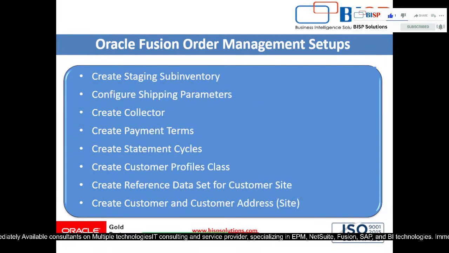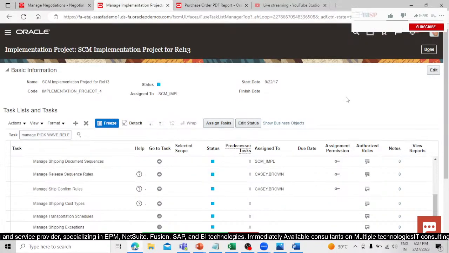So now our next step is create staging subinventory. Staging subinventory we already selected in our previous setup. Now let's create our staging subinventory, right? We have already created it, so we will go with that, right?